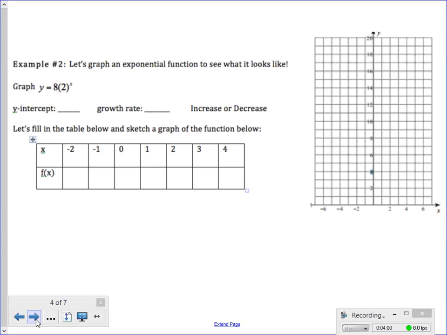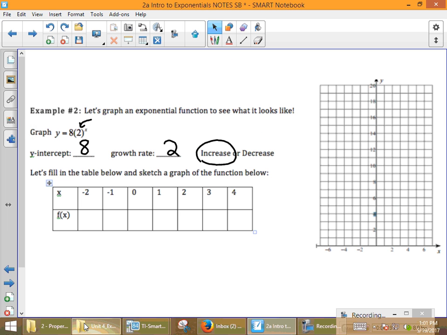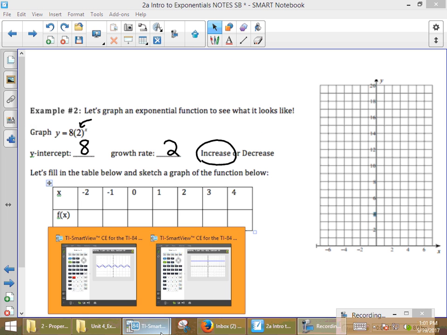In this graph, we have that the y-intercept is 8. I can get that just from the equation. The growth rate is the second number. It's going to be 2. And because 2 is bigger than 1, my graph is going to be increasing. Now we're going to fill in the table below and sketch a graph for the function. In order to do that, you need to turn on your graphing calculator.